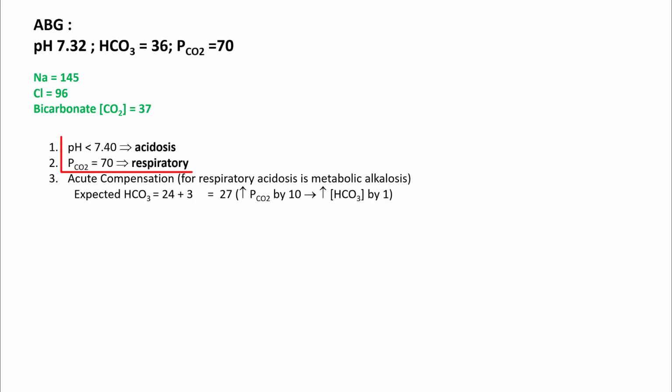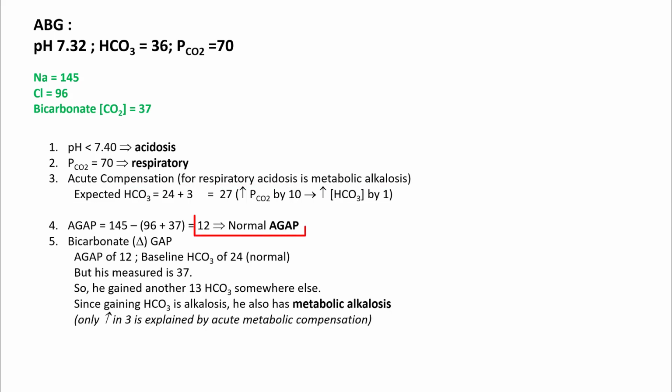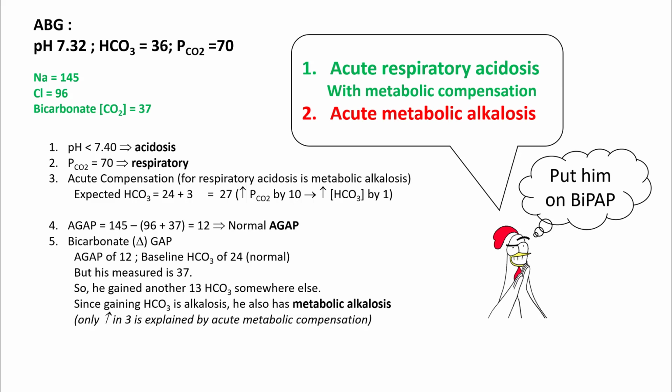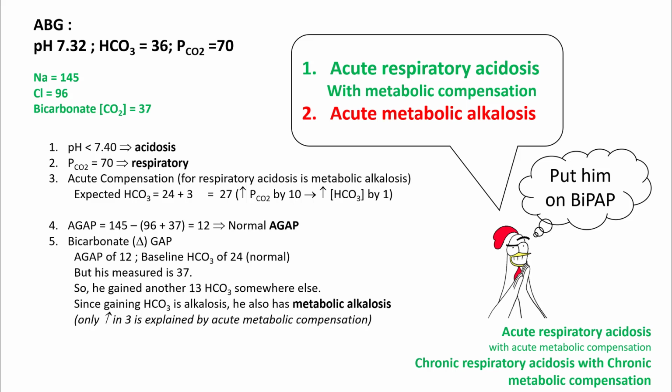Since your pH is less than 7.4 and PaCO2 is 70, this is respiratory acidosis. If you just look at the acute compensation, your expected Bicarb is 27. Your anion gap is 12, so it is normal. And looking at your delta gap, since your gap is 12, the Bicarb should be 24, but his measured Bicarb is 37. So he has gained another 13 Bicarb from somewhere else. So he also has a metabolic alkalosis. Out of this, 3 can be explained by the acute metabolic compensation, and you cannot explain the rest of the 10. So he must have some acute metabolic alkalosis along with acute respiratory acidosis. However, in reality, this patient has acute respiratory acidosis with metabolic compensation and does not have acute metabolic alkalosis.